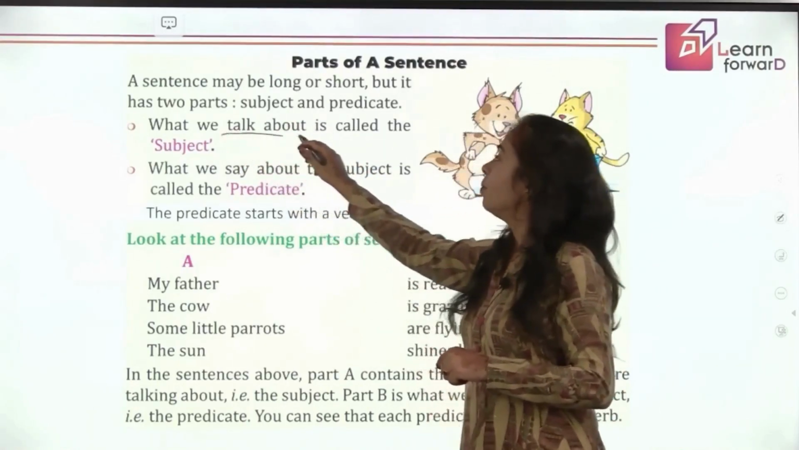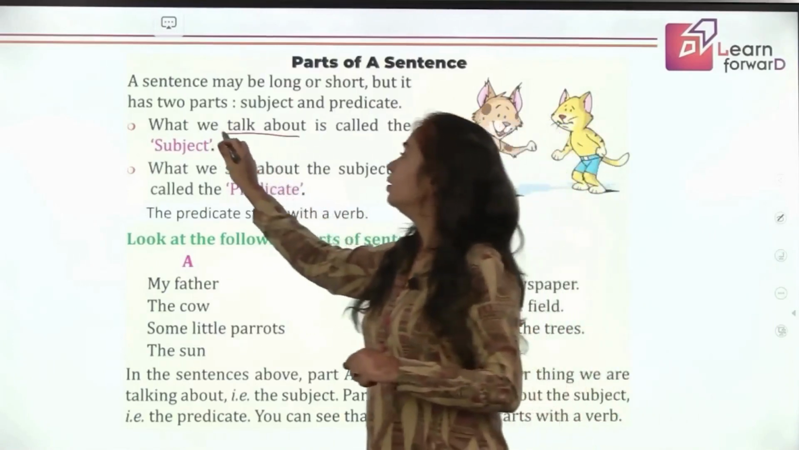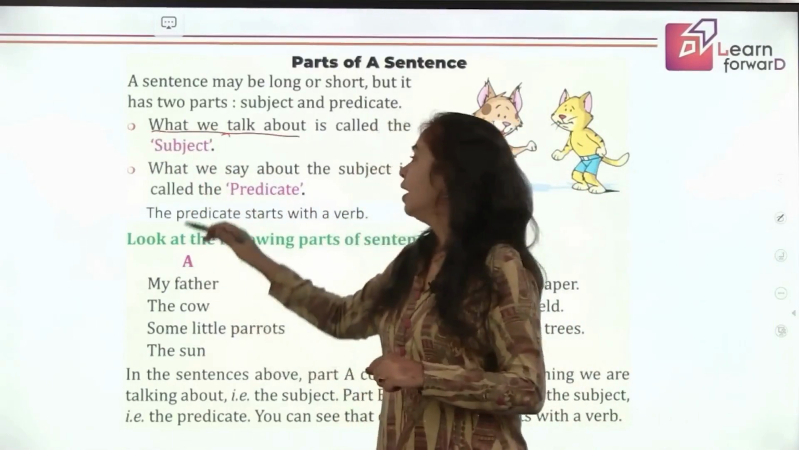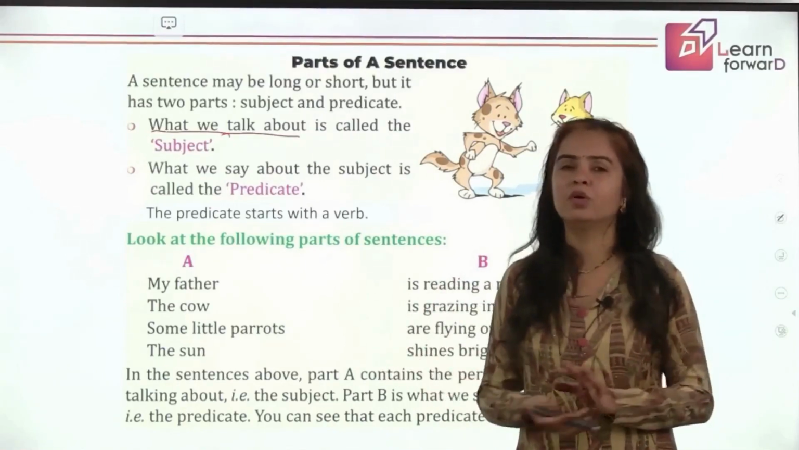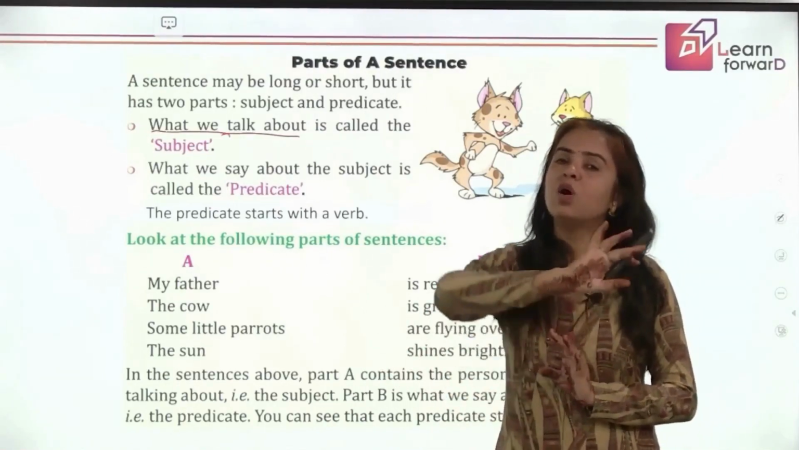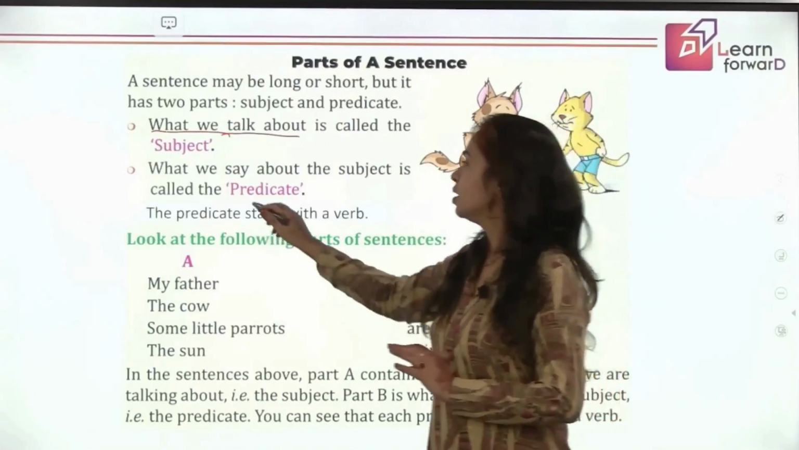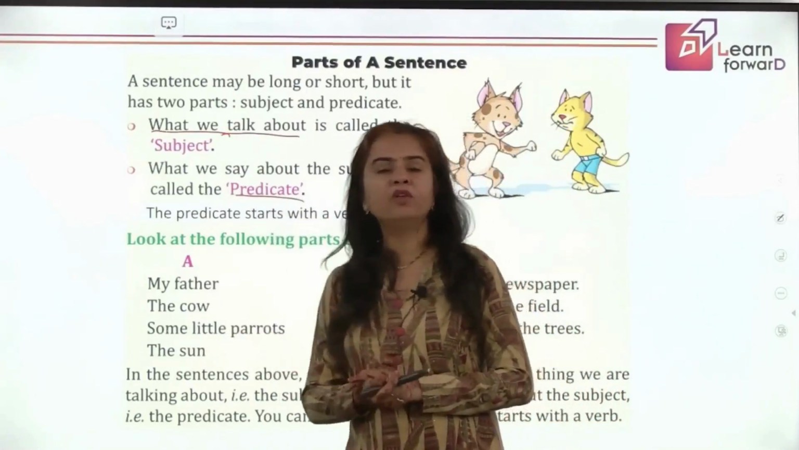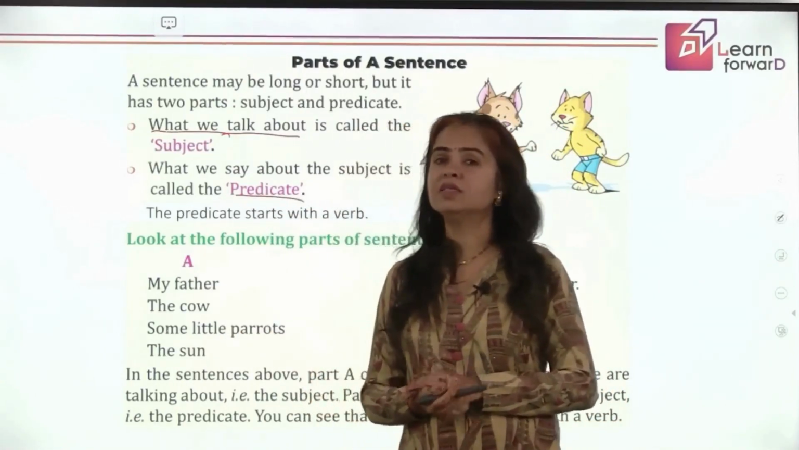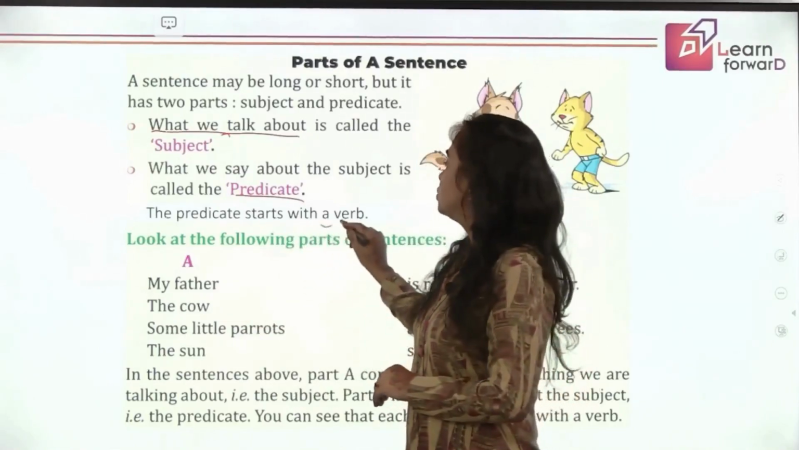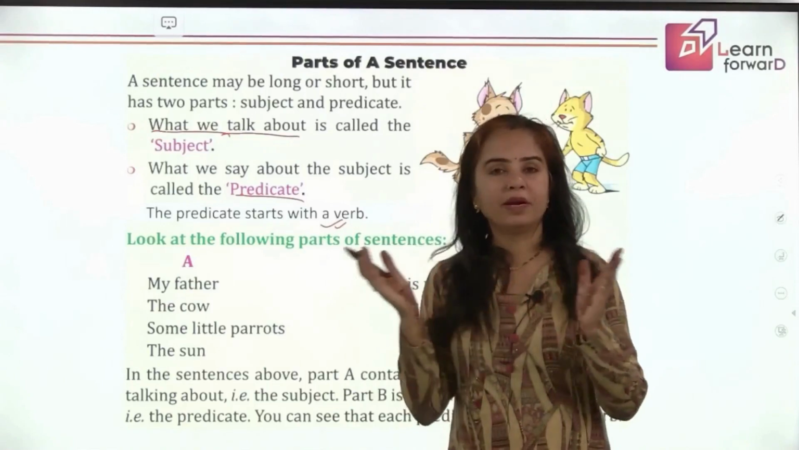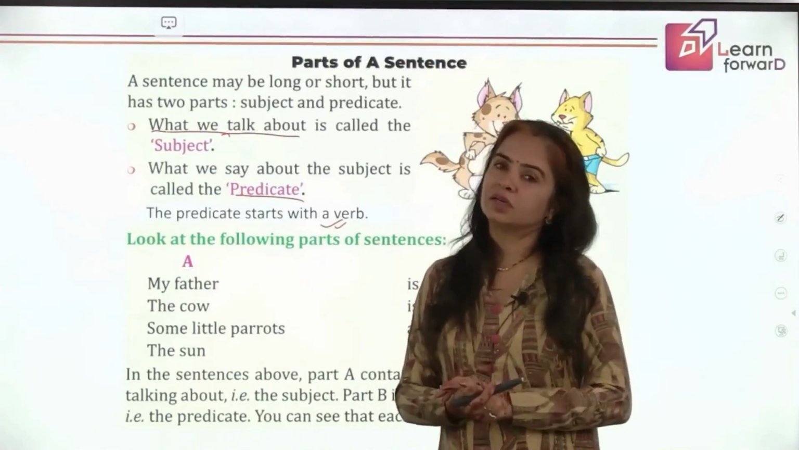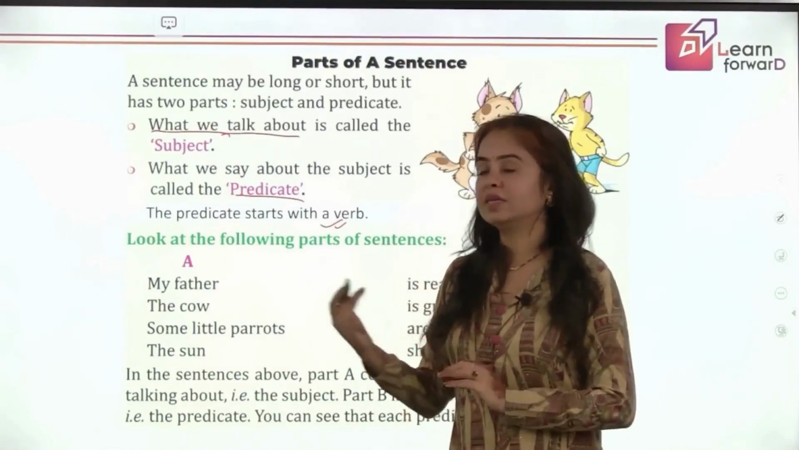What do we talk about? That is the subject, and what we say about it, whatever you are saying about that subject in the sentence, all that rest of the part is the predicate. And what you have to remember here is the predicate starts with a verb. It will be very easy for you to separate the two parts of the sentence, right? How? Let us see here.